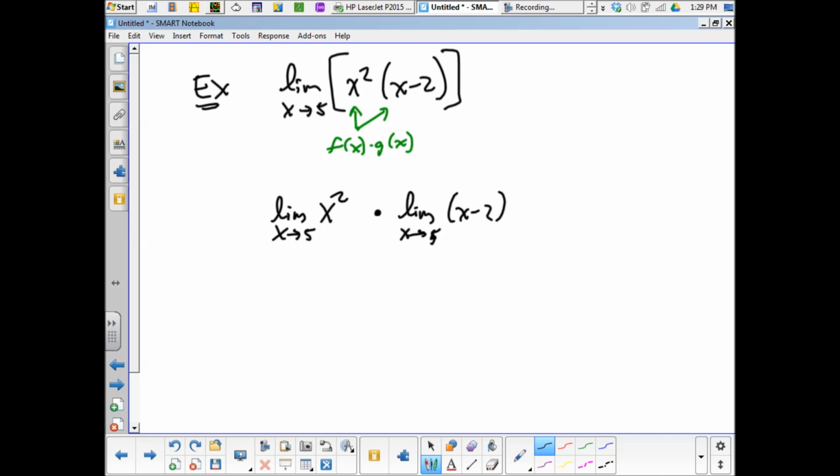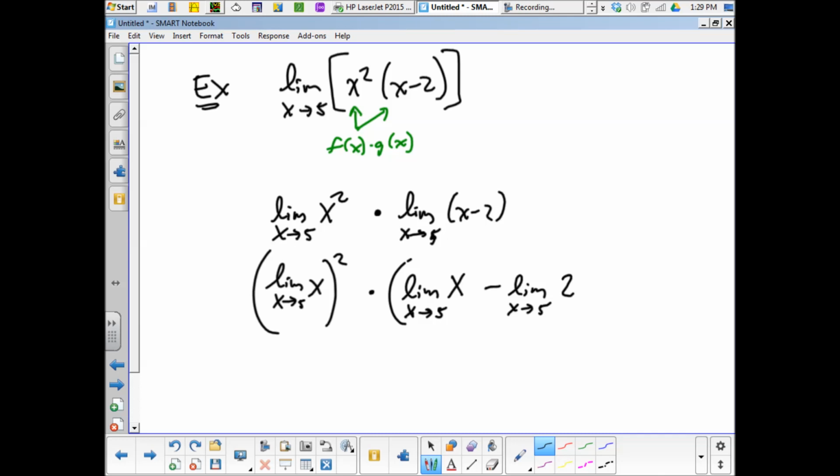Okay? And then we can write the limit as x goes to 5 of x, save the square for last. Okay? And we can do rule 4 to split this into the limit at 5 of x minus the limit at 5 of 2. Okay, and we already talked about this a minute ago. This is 5 squared, and this is 5 minus 2. So this comes out to 75, which is the same thing you would have gotten if you just plugged it in in the first place.